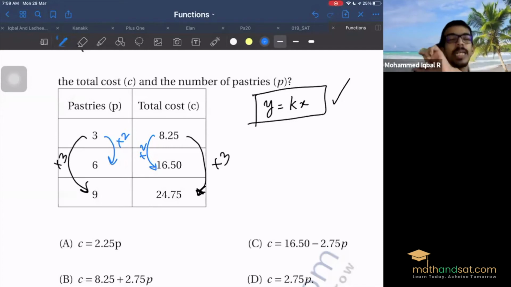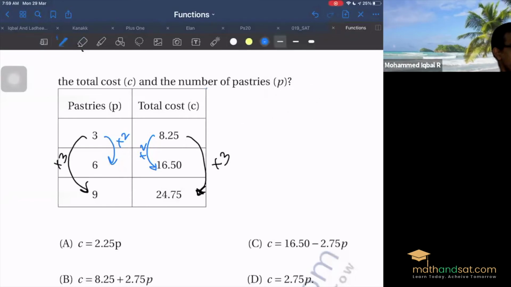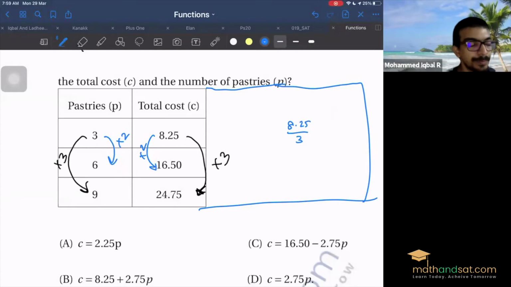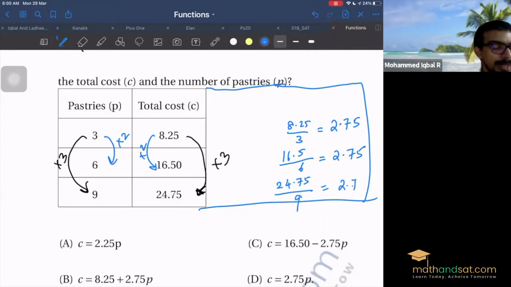Another way to look at it is to take each row and take the ratio of y by x, output by input. Please listen carefully. I'm going to take the output by input ratio in each case. So this is going to be 8.25 over 3, which is 2.75. You can just plug the values into a calculator and see that it's 2.75. In the second row, it's 16.5 by 6. Again, it's going to be 2.75. In the third case, it's 24.75 by 9. It is going to be 2.75.